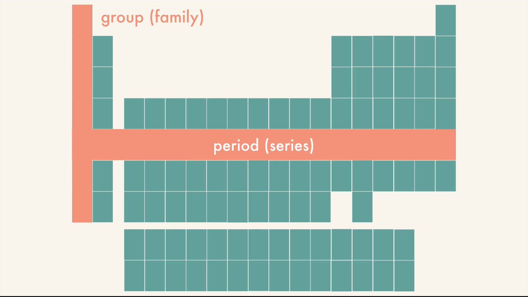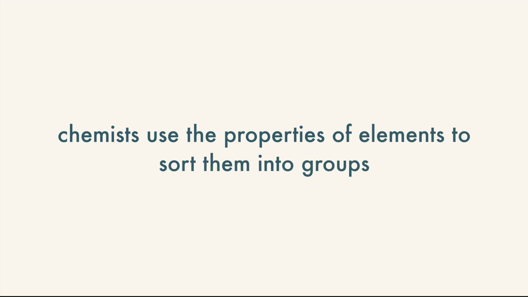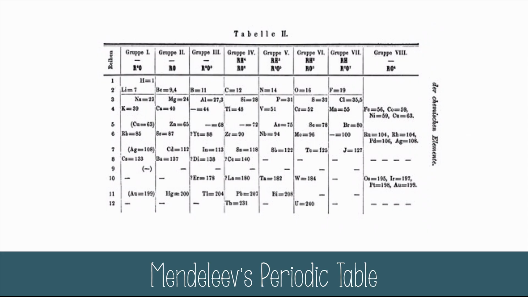And just like a grocer organizes produce by similar characteristics, chemists use the properties of elements to sort them into groups. The first chemist to do this was Mendeleev. He sorted the elements by their atomic mass. The problem was that the masses of some elements were so similar that it wasn't a good way to differentiate them.